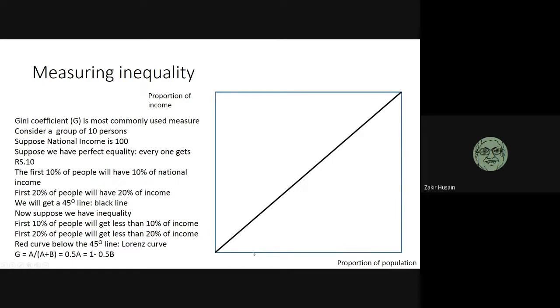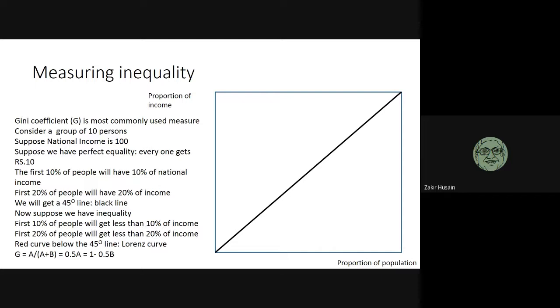If you add the second person, this is 20% of the population. What is the income? 10 plus 10, 20, which is 20% of the income. So in this way, we will get a 45-degree line. The proportion of population measured on the x-axis is equal to the proportion of national income enjoyed by these groups. Okay, so both the percentages or proportions are equal.